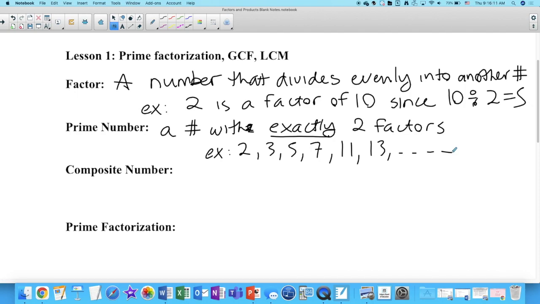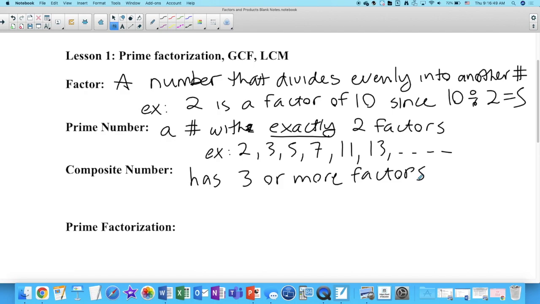Okay? Composite number. A composite number has 3 or more factors. So it has to have a factor of something other than 1 or itself. So for example, 10 is composite because 10 has 4 factors, 1 and 10 and 2 and 5. Yes? 9 is composite because we divided by 3. Correct. Yeah. 9 has 3 factors, 1 and 9 and 3.